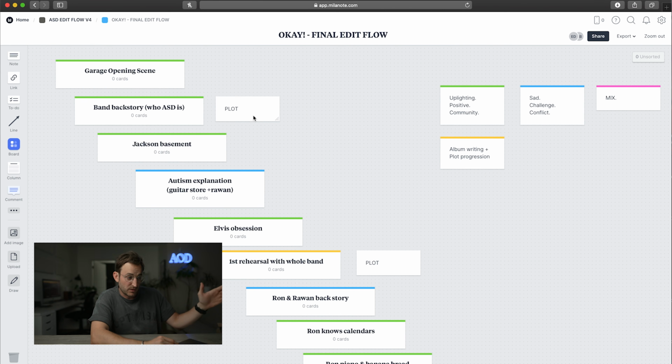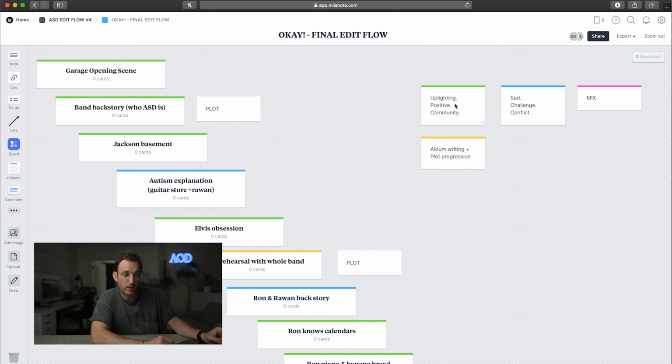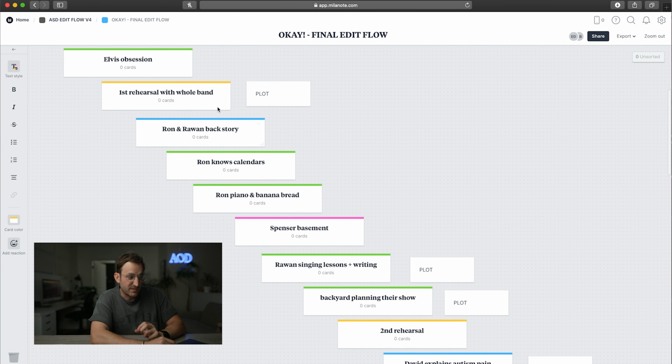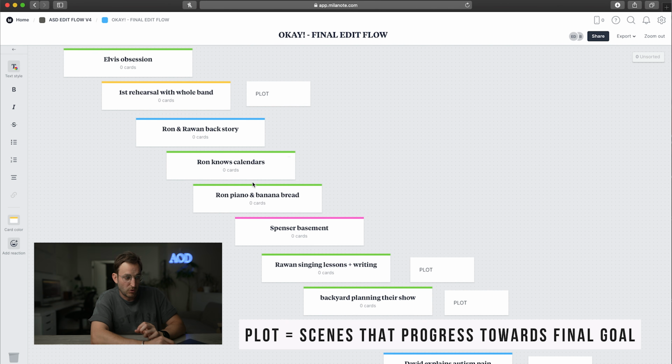So what we originally did is we just wrote down all the scenes and then I got a bit more detailed. Rather than just doing one emotion, I divided up the two emotions here. I did uplifting, positive, community, sad, challenge, conflict, and then I gave orange here. This was really important. This is about the album writing, the plot progression. And when I was looking at early edits of the film, you can even see in our final edit, there's times where we go whole chunks without talking too much about the plot.